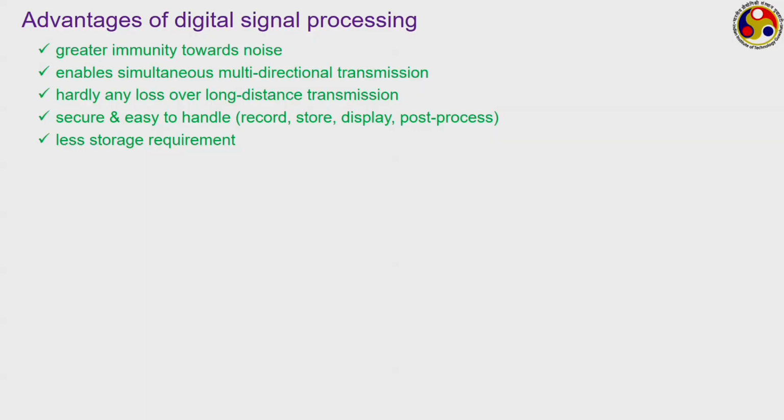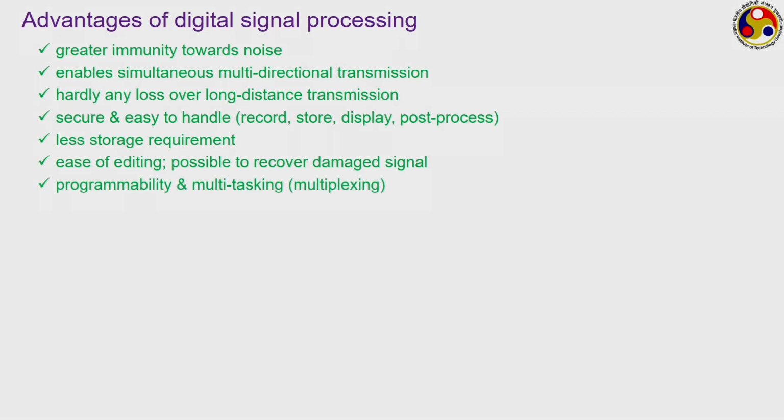Less storage requirement, in fact almost negligible amount of storage requirement compared to the analog one. We have already given the example of that book. Ease of editing, possible to recover damaged signal as well. We shall be seeing one example also. Programmability and multitasking or multiplexing means the same digital media can be used for different kinds of purposes, and they can also be used simultaneously.